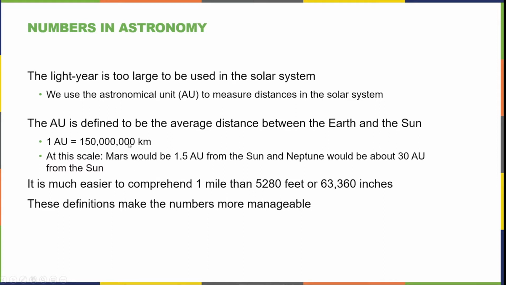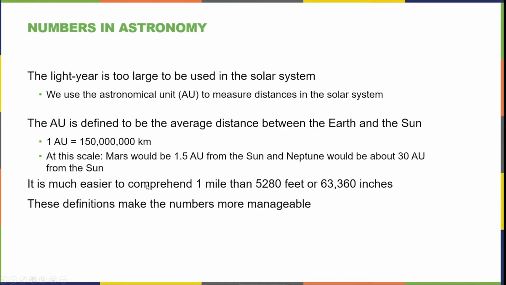And for Mars, that would be 1.5 AU. So that's a standard reference, the distance between Earth and Sun, which is 1 AU. Mars is a little farther away, so that's 1.5 AU from the Sun. And Neptune is 30 AU.